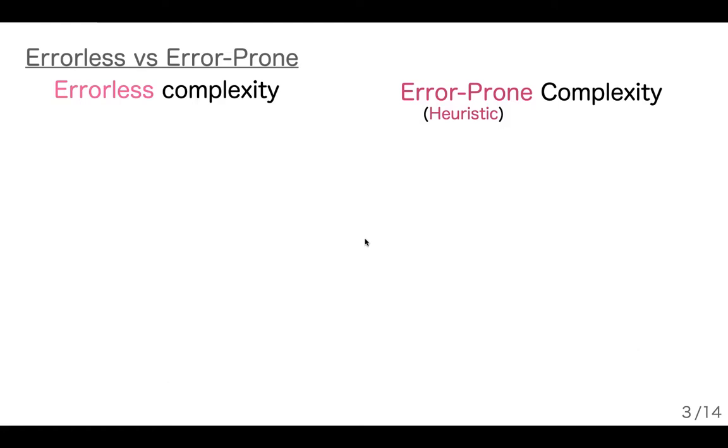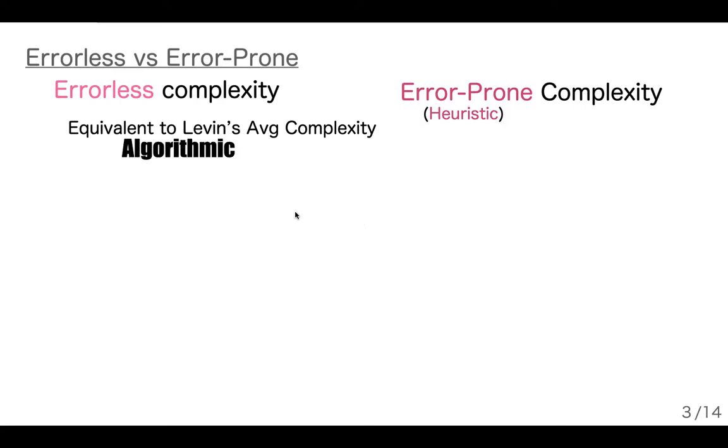These two complexity notions are really natural formulations for average case complexity, and both have some merit. Especially, errorless complexity is equivalent to Levin's original average case complexity theory. And this is algorithmically desirable. Of course, an errorless algorithm is more desirable than an error-prone algorithm. But from the perspective of hardness, the hardness notion in error-prone complexity is stronger than the hardness notion in errorless complexity. And this hardness notion is more suitable for cryptography.